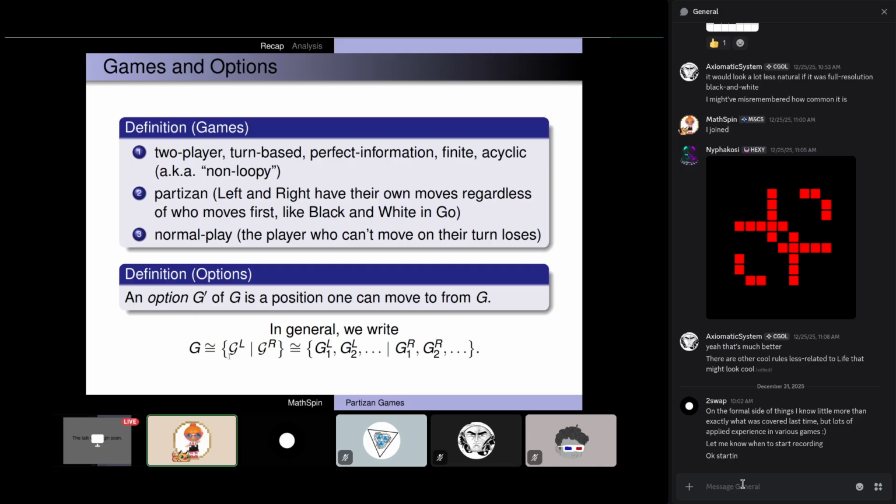And these curly G's represent sets of options. So curly G^L is the set of all of the left options, all of the positions that Left can move to, and similarly for Right. But if we want to write individual games, we won't use that curly font, and we'll instead just write like G_1^L as a left option, G_2^L as another left option. We might write something like that. And this bar separates the left and right options.